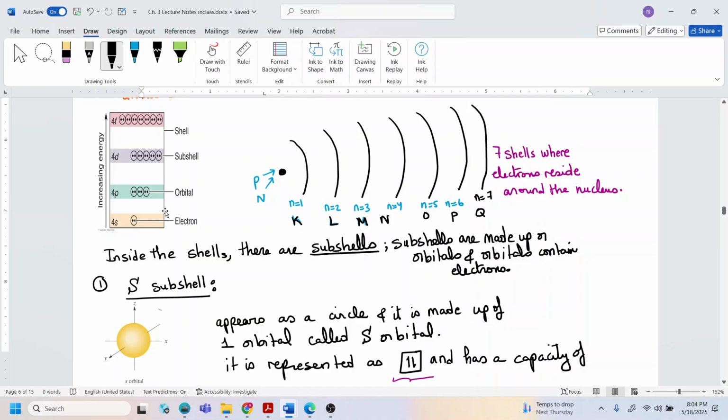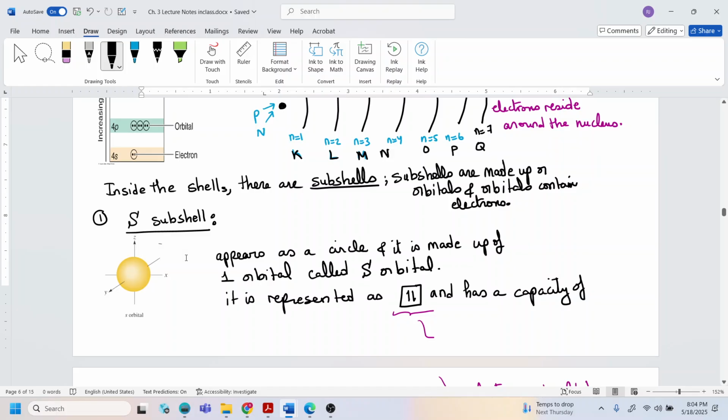So let's consider each one of these subshells, starting with the S subshell. The S subshell appears as a circle like that. This is how it appears, and it is made up of one orbital, just one orbital. We normally represent the orbital as a box like that. So we represent the orbital as a box, and inside the orbital there are electrons. It has a capacity of a max of 2 electrons.